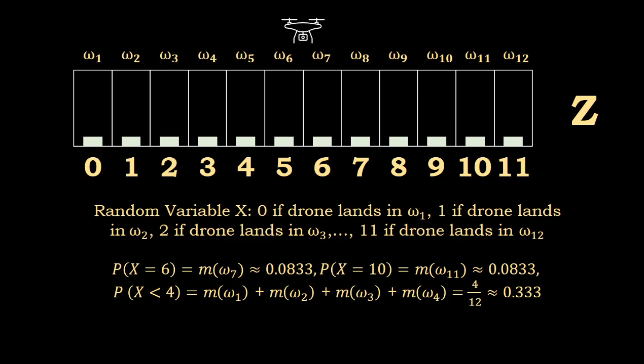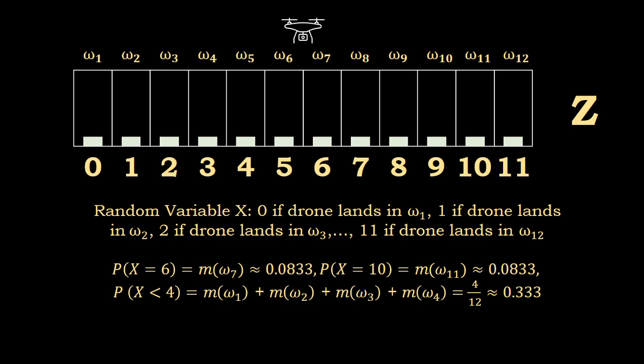So what's the probability that the random variable x takes the value 6? Well, that's the probability that the drone lands in omega 7. And that's 1/12, or 0.0833. What's the probability that the random variable x takes the value 10? Well, that's the probability that the drone lands in omega 11, which is also 1/12, or 0.0833.